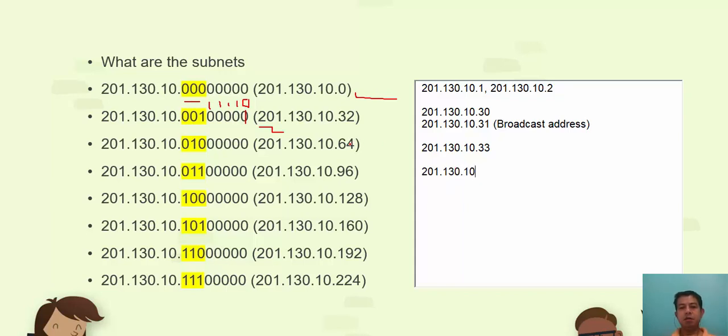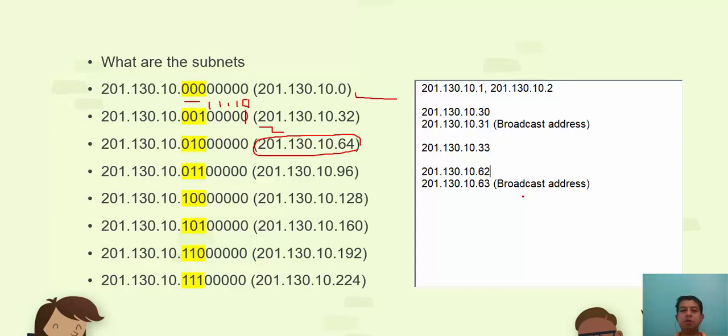It will go till 201.130.10. What is the previous IP address of this particular IP address? Because from this IP address the third subnet starts, the IP address just before it is 63. This would be the broadcast address of my second subnet, and the last usable IP address would be 201.130.10.62. Clear? So the range is from 201.130.10.33 to 201.130.10.63. This 63 is the broadcast address.